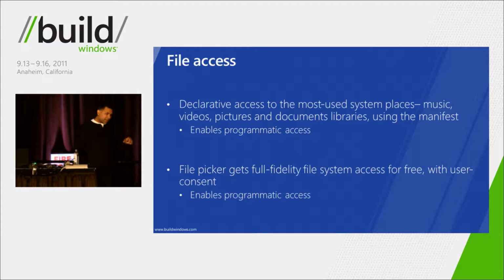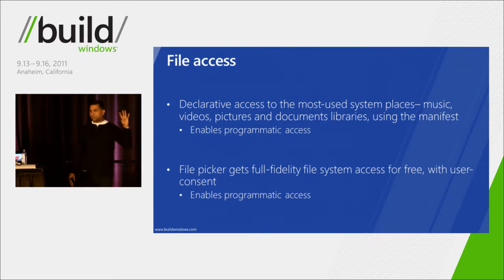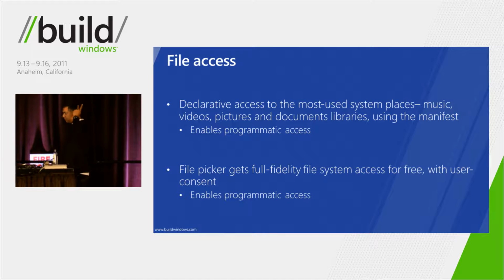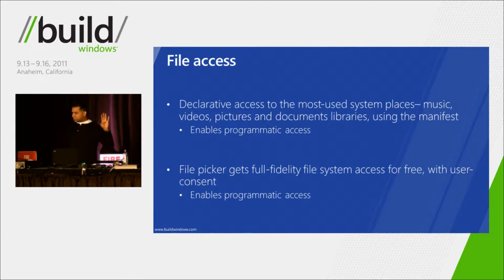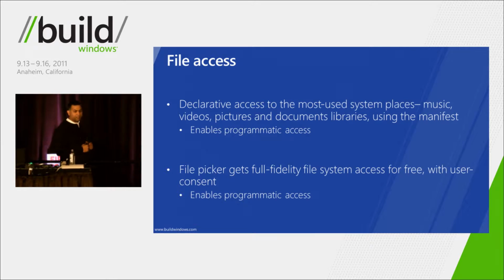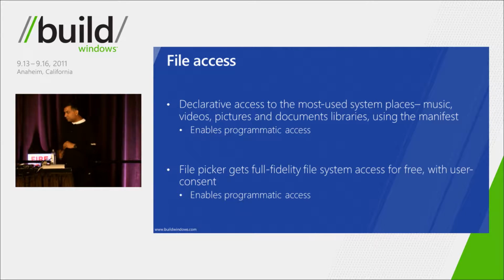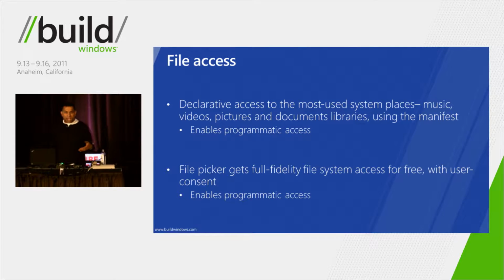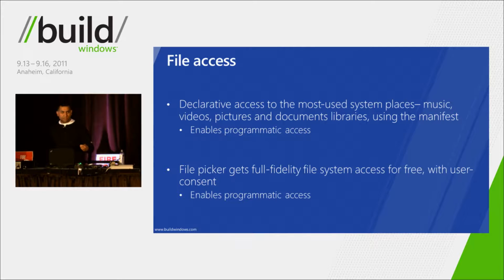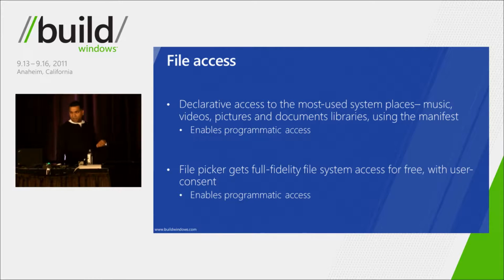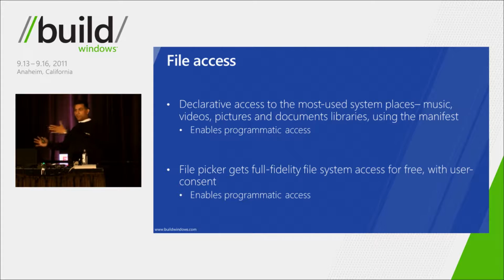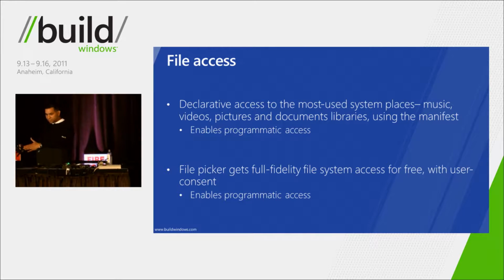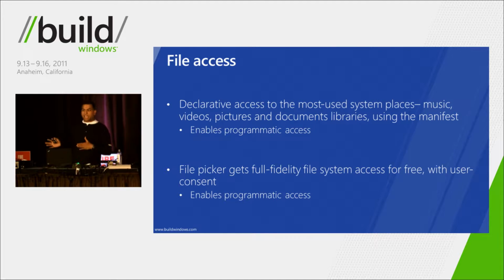It's not just the music library, it's the four most used locations on the PC. It's the pictures, documents, videos, and music locations, or libraries, or known folders, as we have called them in the past, which are available via the manifest. Any other location on the PC, think of a network drive or an external drive connected to your PC, is still accessible, but that would require user consent. The way you get user consent is via the file picker. And once the user says it's OK to access this data on this particular external drive, your application can actually access it.